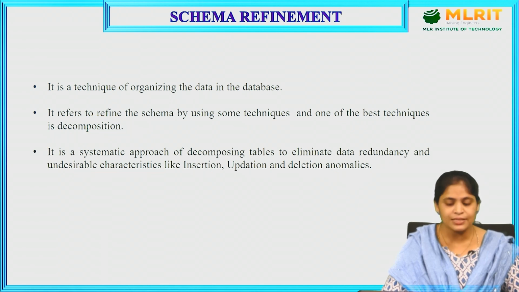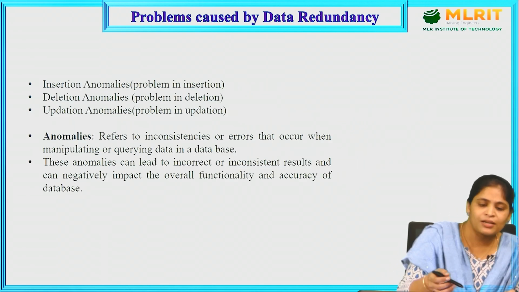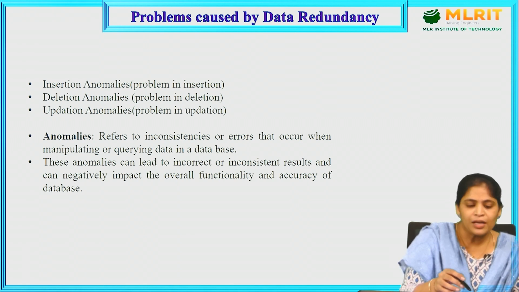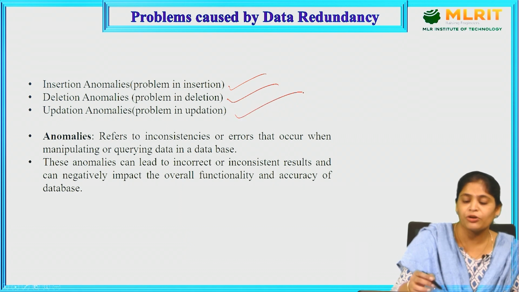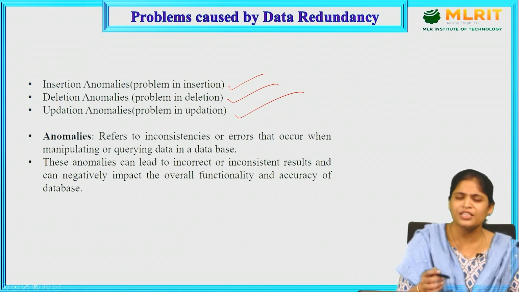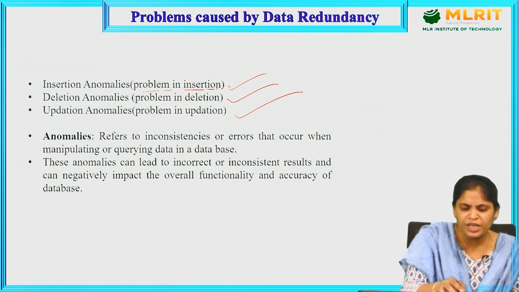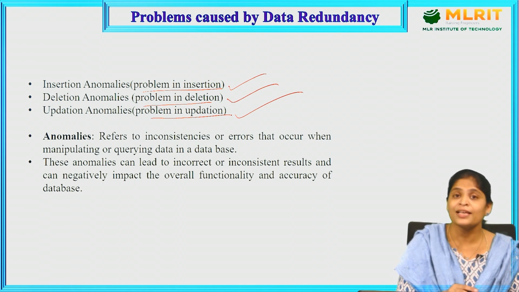Let us discuss anomalies in detail. What are the problems caused by data redundancy? Insertion anomaly, deletion anomaly and updation anomaly. As I said, what is an anomaly? In simple words, it is nothing but a problem: a problem while doing an insertion operation, a problem while doing a deletion operation and a problem while doing an updation operation. Those are called anomalies.